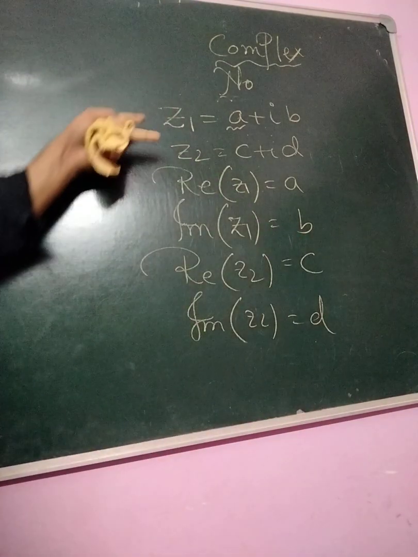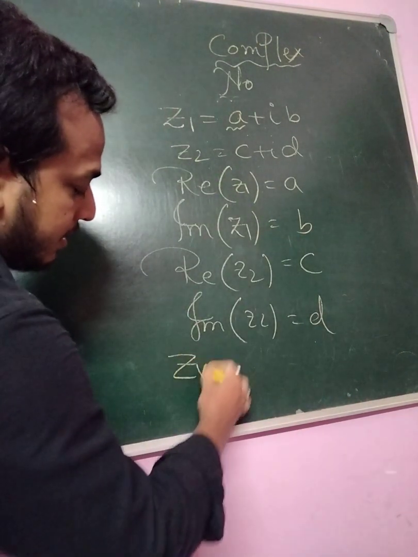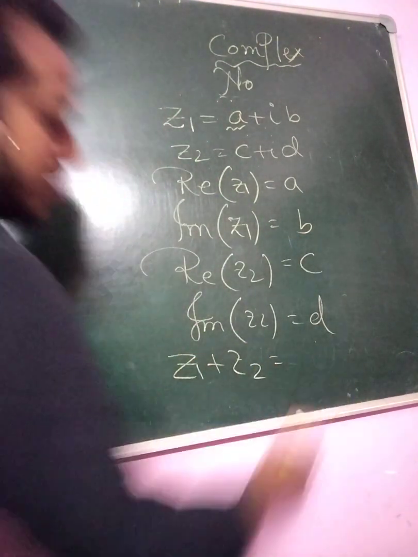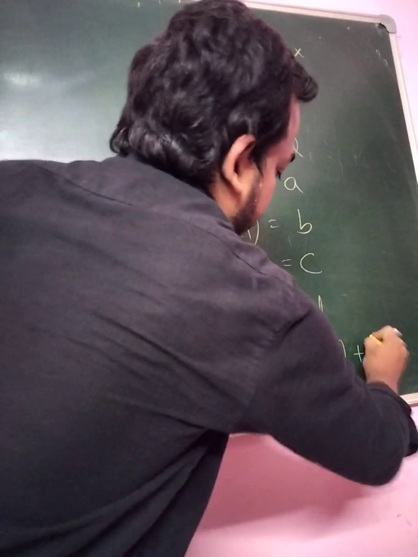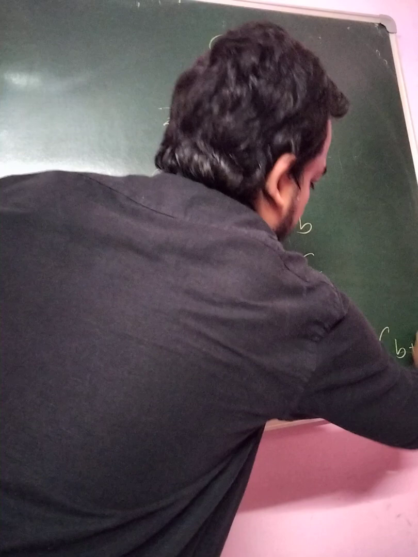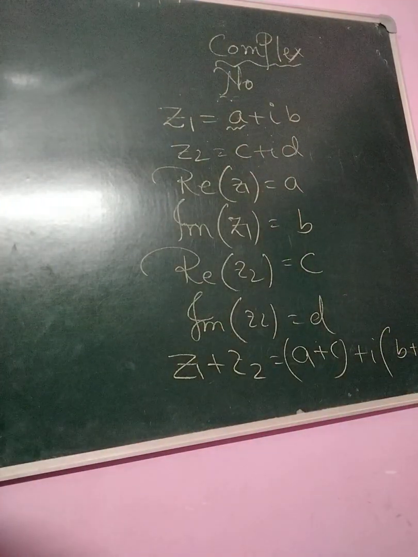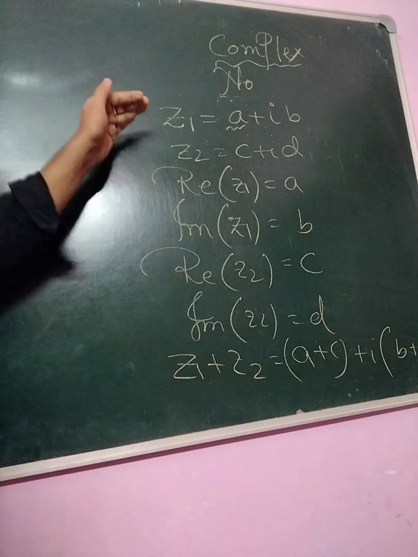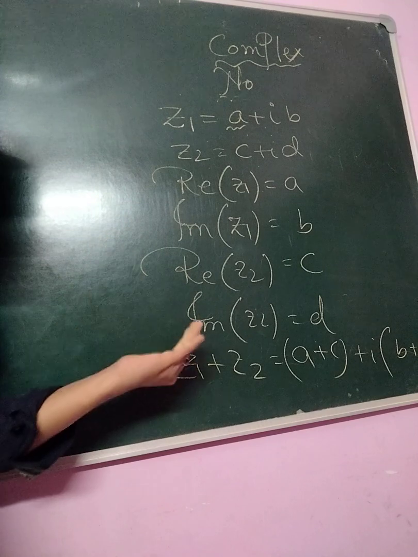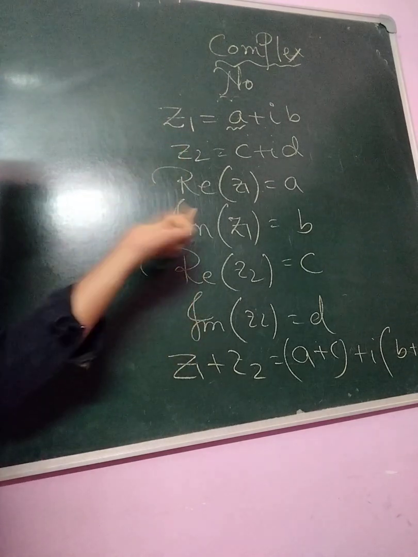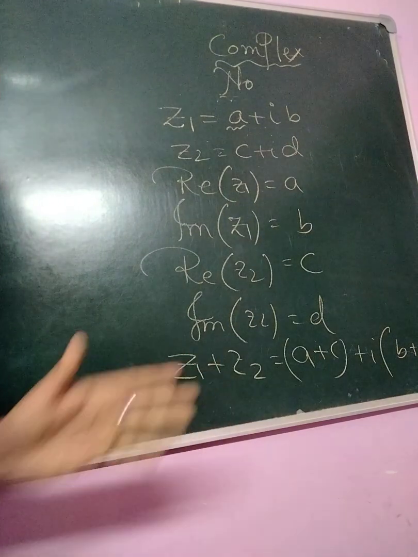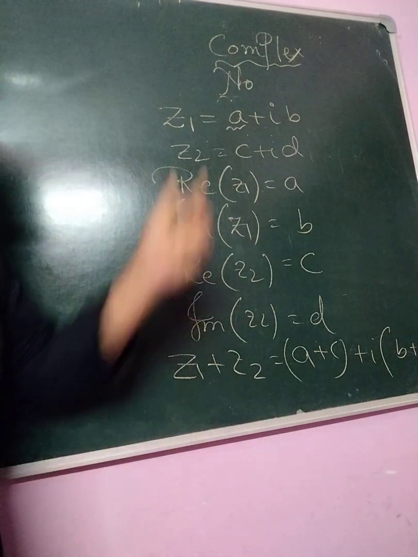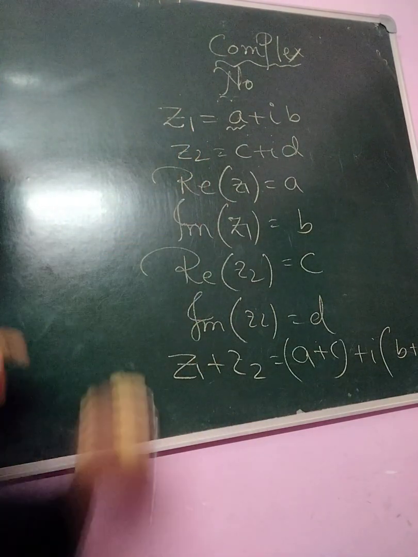Now how can we add these two complex numbers? Means what is the value of Z1 plus Z2? Simply add their real parts, plus iota times the sum of their imaginary parts. So that is again a complex number. In this way you can add two complex numbers. In the same way you can subtract: just subtract their real parts as well as the imaginary parts, and you will get the value of Z1 minus Z2.